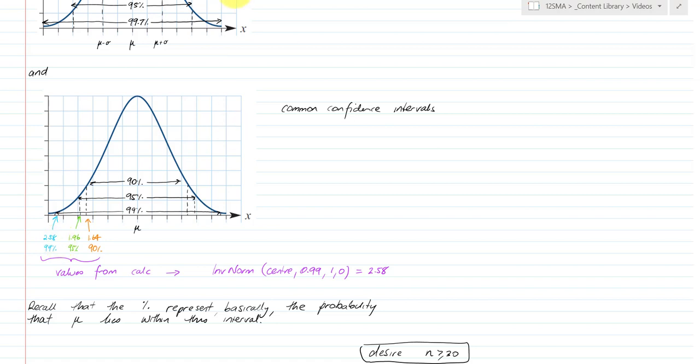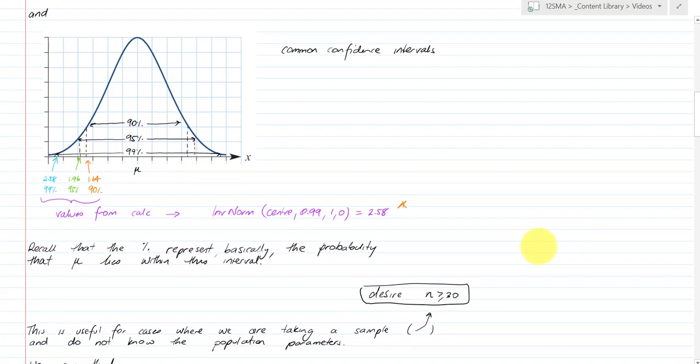And you don't have to remember those values because you can do this in your calculator. Inverse norm: we want the center of our normal distribution to contain 99% of the data, standard deviation 1, mean of 0, and we get 2.58 out. So there's our confidence intervals.